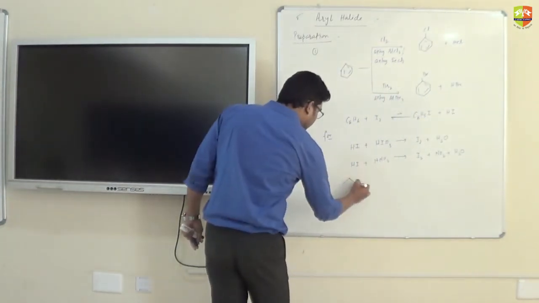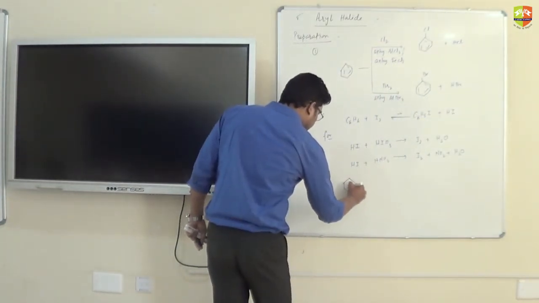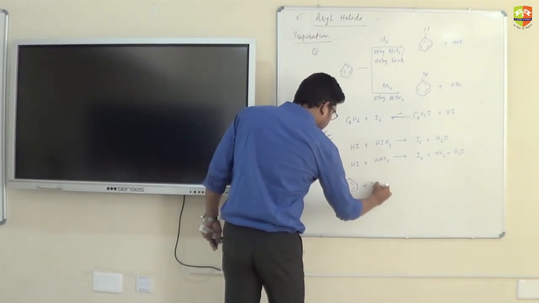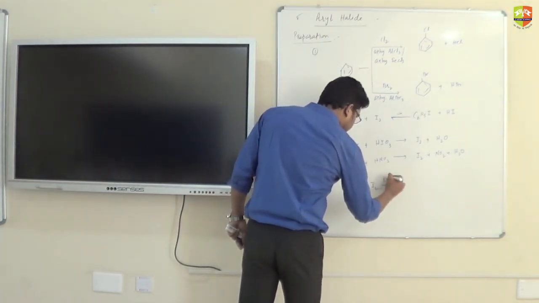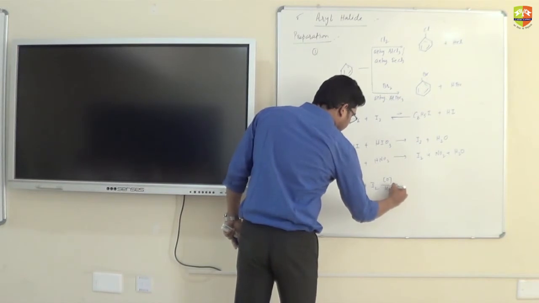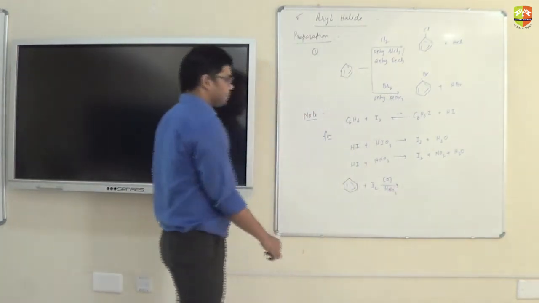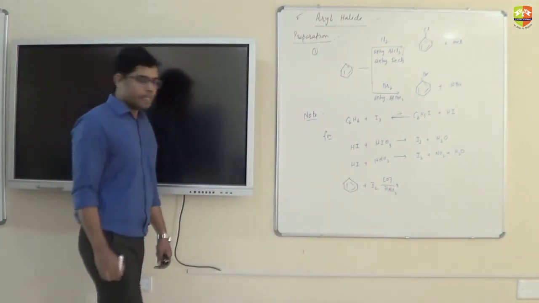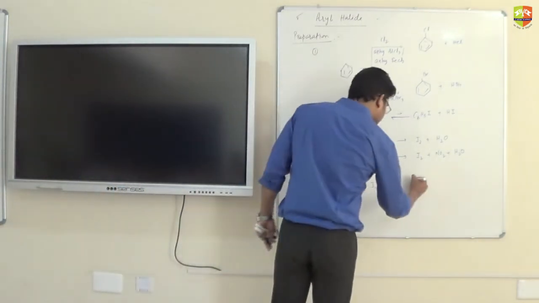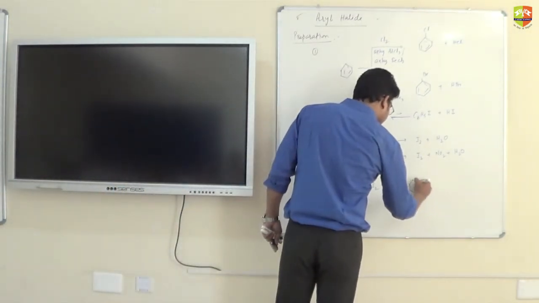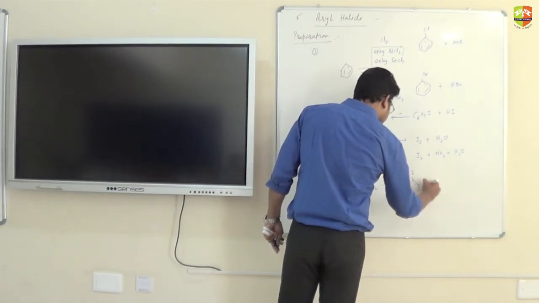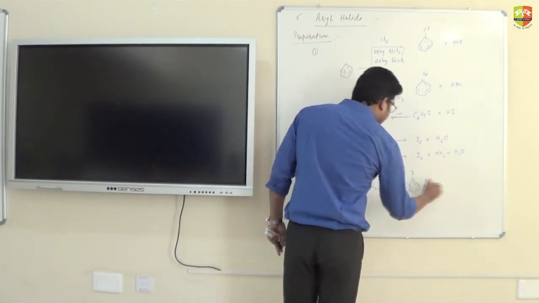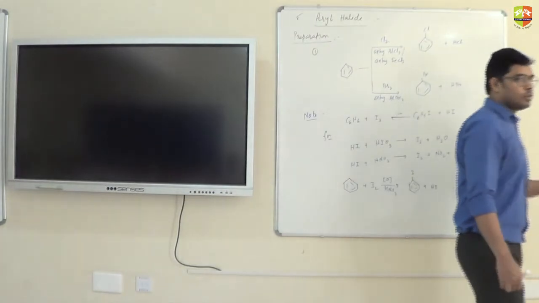Or we can also write this reaction directly as: benzene ring plus I2, and this reaction takes place in the presence of an oxidizing agent, which is HNO3. The product here will be iodobenzene plus HI, and the other product you can write is NO2 and H2O, which is here.